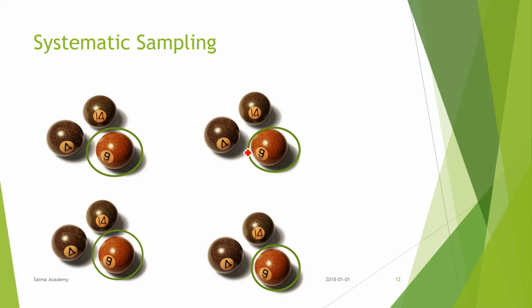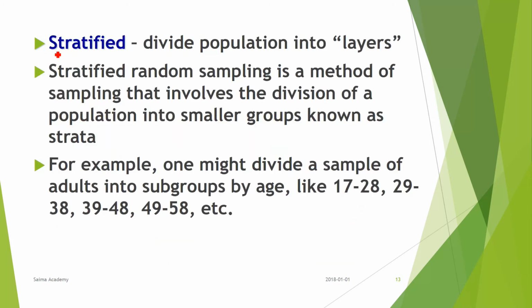Suppose this is 1 2 3, 1 2 3. Every third ball I have to select. So 1 2 3, I will pick this; 1 2 3, this; 1 2 3, this; 1 2 3, this. Right? And then stratified: divide the population into layers.